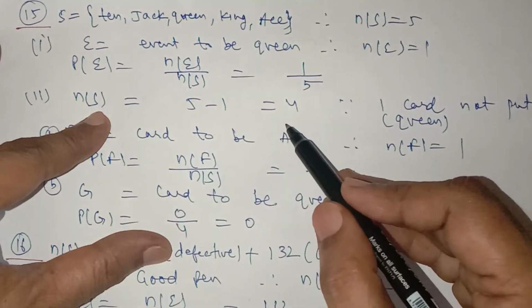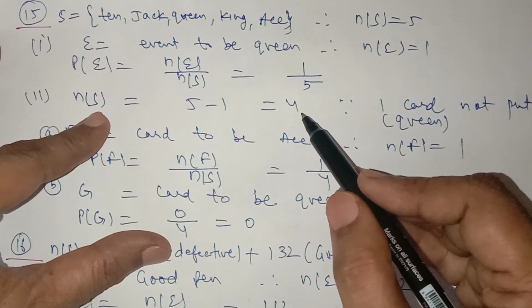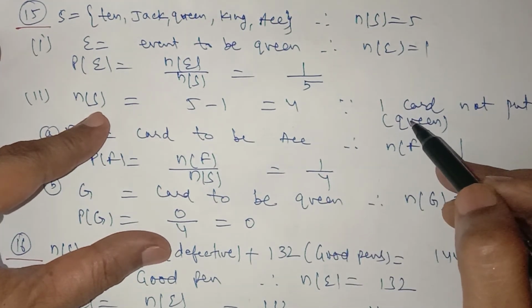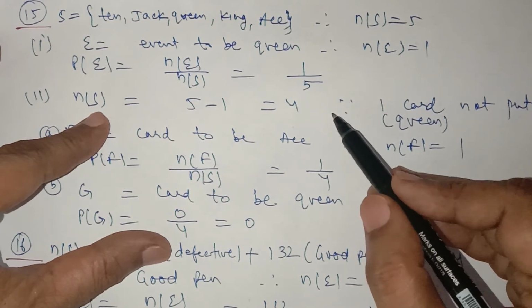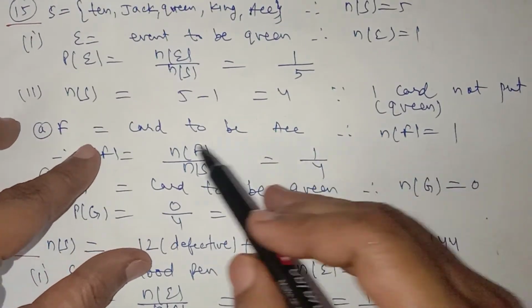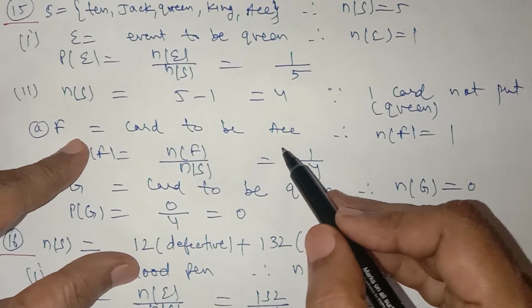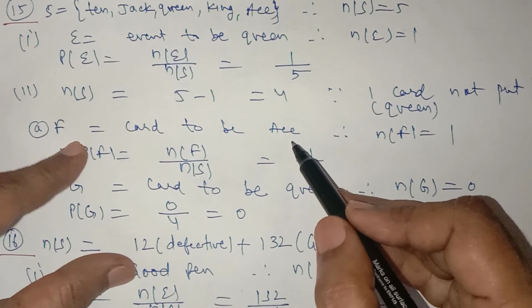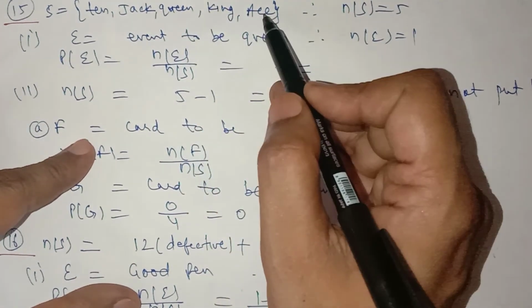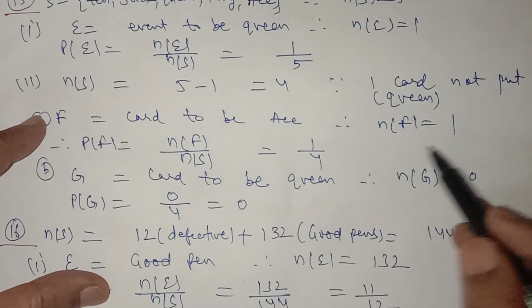Now the sample space will be only 4, because the card you took out was not put back, so there are only 4 cards remaining. So the sample space will be only 4, not replaced. Now you have to find the probability that it will be an ace. So let F be the event that it will be an ace. Ace is only 1, so 1 upon 4 is the probability of getting an ace when one card is not replaced, 1 upon 4.